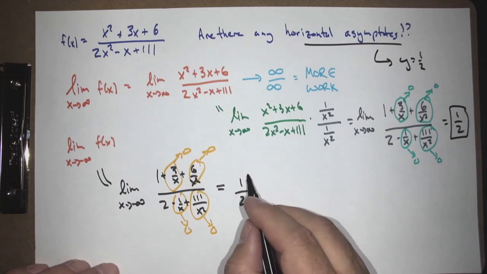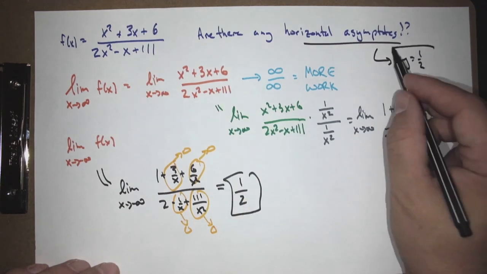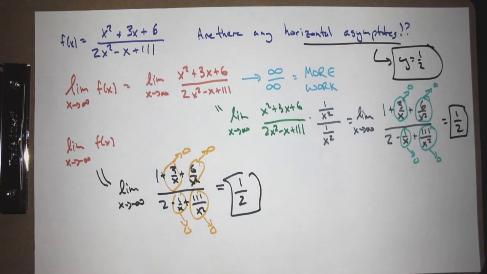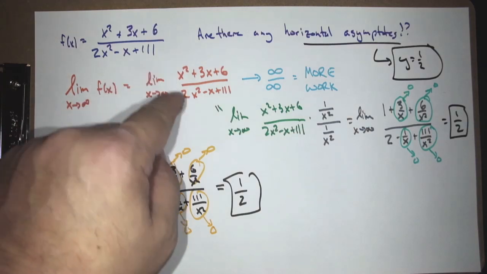Now, looking at this, you might say, oh, so there's just one horizontal asymptote. It's y equals a half, for both positive and negative infinity. And you might say, didn't you basically just do the following? Looked at the leading coefficients?